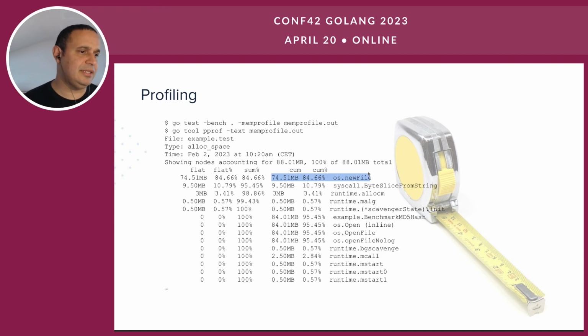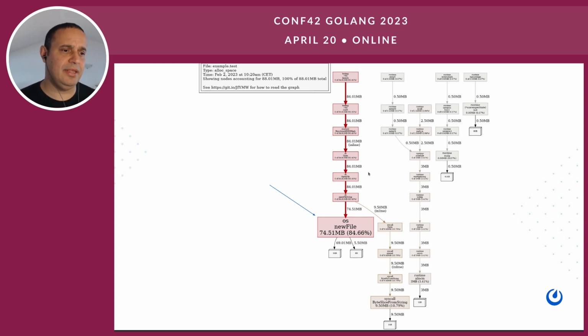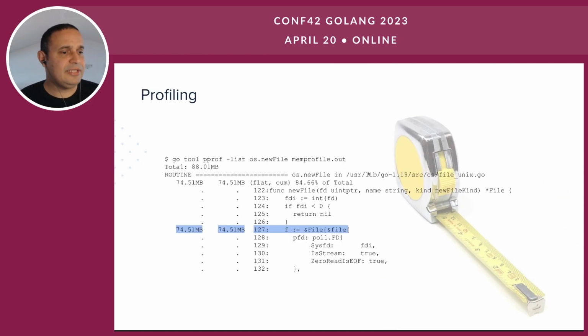In this case, I can see that 75 megabytes in this benchmark is consumed by the os.NewFile function. Also, I can see that in an SVG format to see it in a nicer way. And clearly I see there's a big red block that is saying, hey, most of the memory consumed by your benchmark, by your binary in this case, is because of the os.NewFile function. Also, I can see exactly the line where that's happening, whenever I create this file struct.